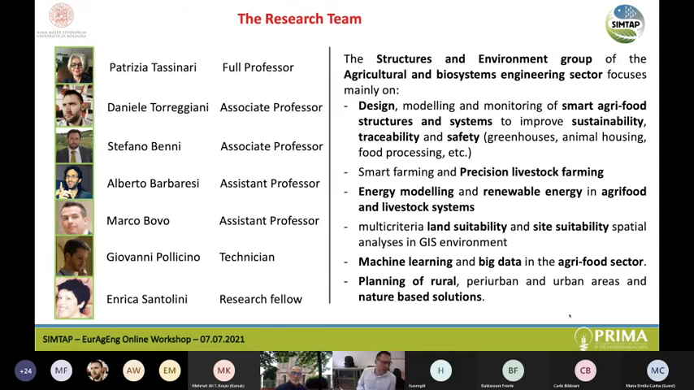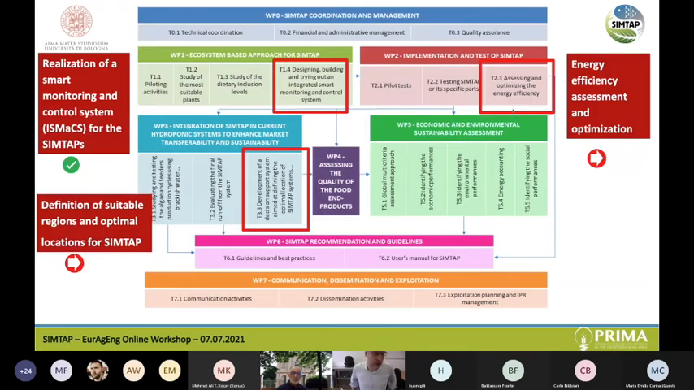And we are really excited that we probably needed a project like the SIMTAP project to bring together different activities and different fields of activity, because basically the SIMTAP project is covering almost all these fields, which usually are dedicated to specific research projects. So SIMTAP is really a cross-sectoral and cross-disciplinary research project.